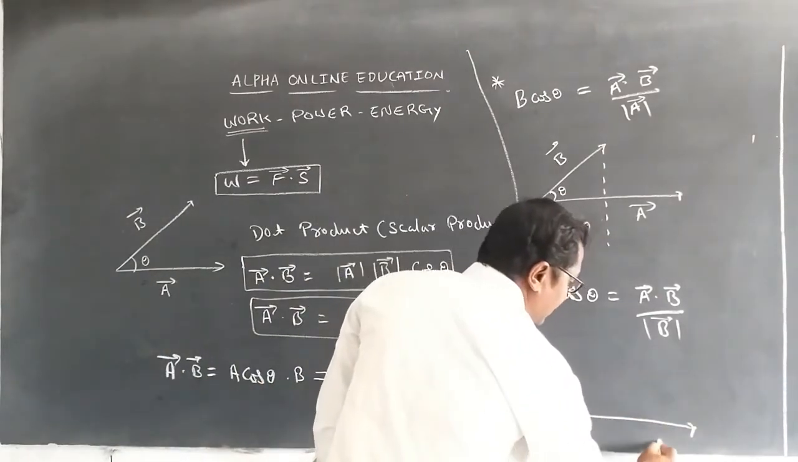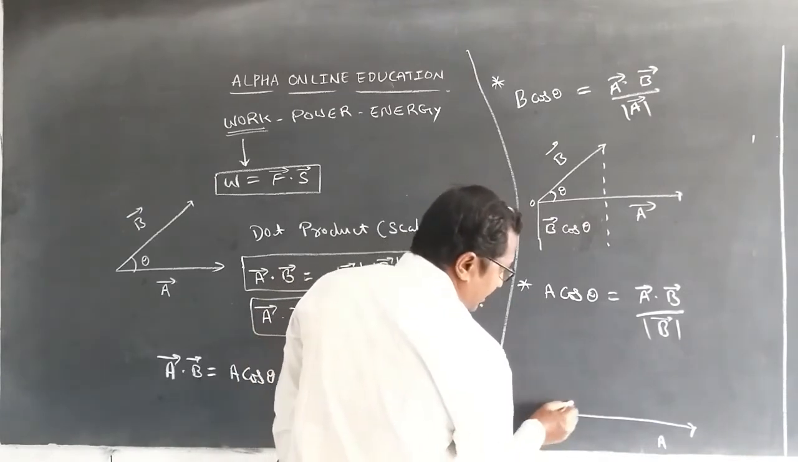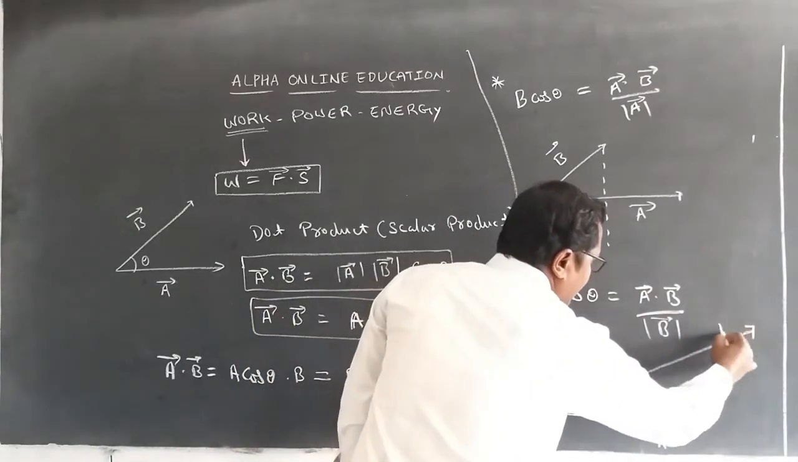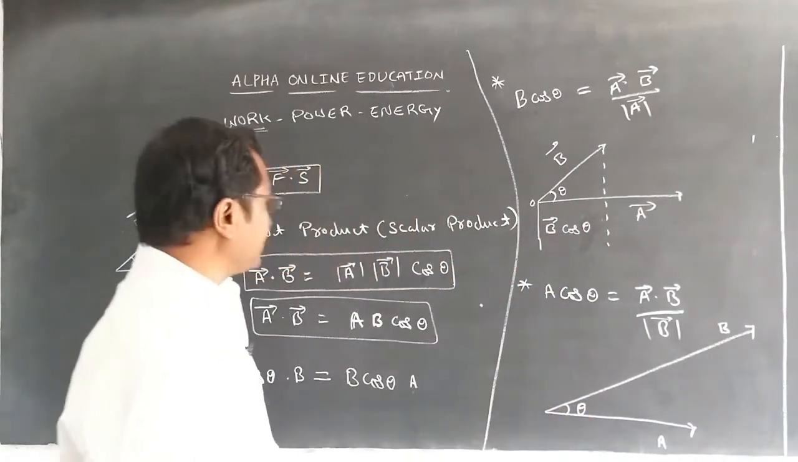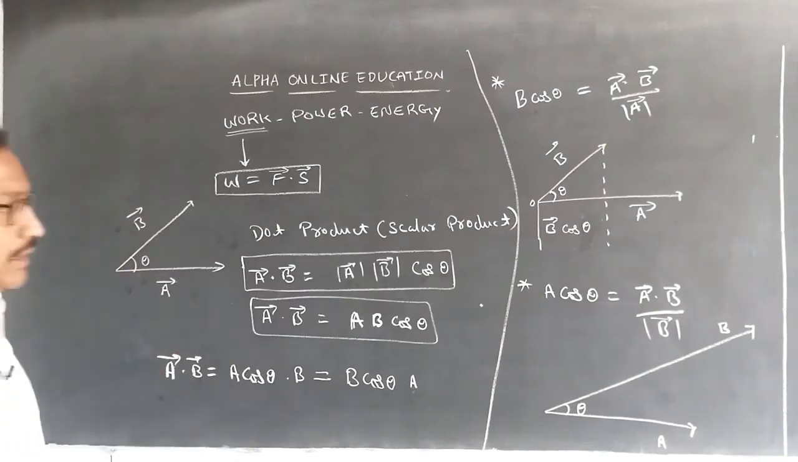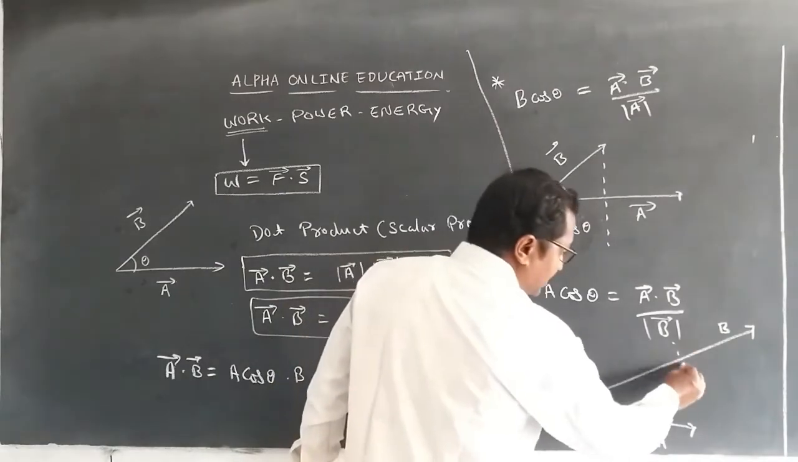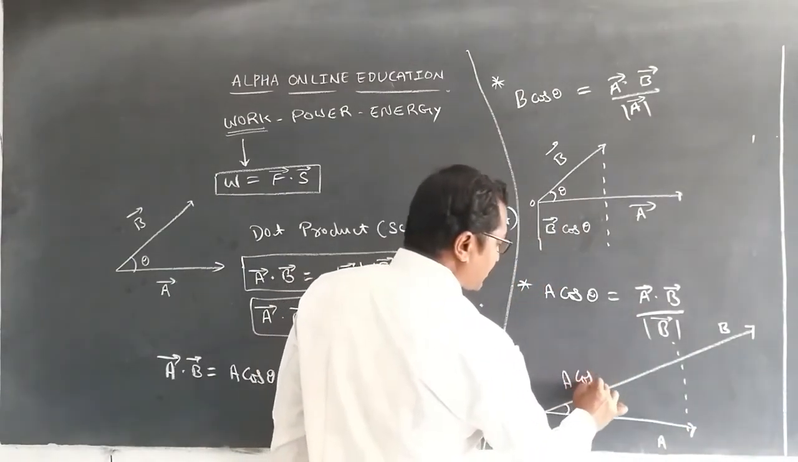This is the vector A. Now this is the vector B, and this is the angle between these two vectors. We are not going to modify this basic diagram. Now what is the value of this? Up to here, this is the value of A cos theta.